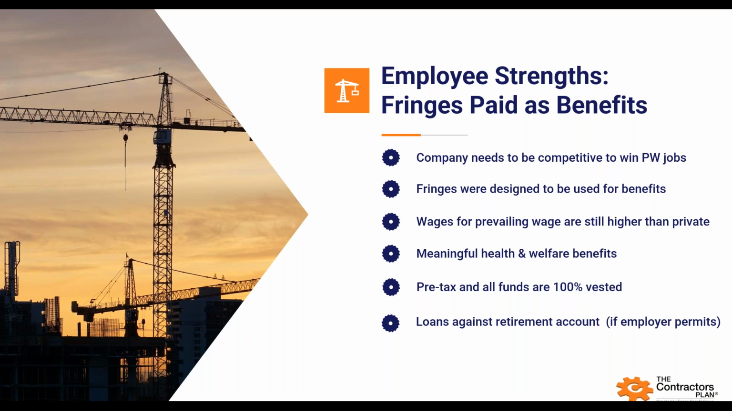So if there were a $20 fringe obligation, if you pay that in the paycheck, the employee might get $13. Why 13? Because they've got to pay FICA, they've got to pay income tax. They're not getting 100% of it. But now this goes in 100% pre-tax. That's their money. If they leave you for whatever reason, those funds are vested. Those are their funds.